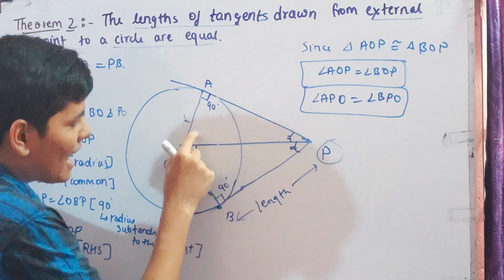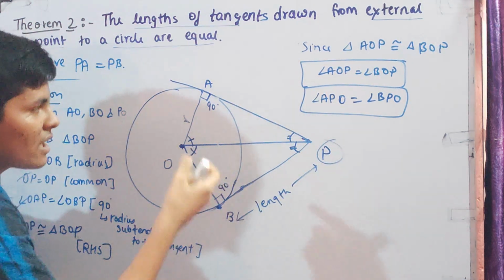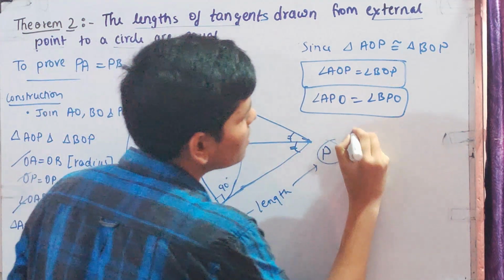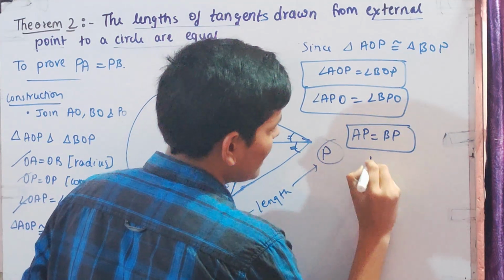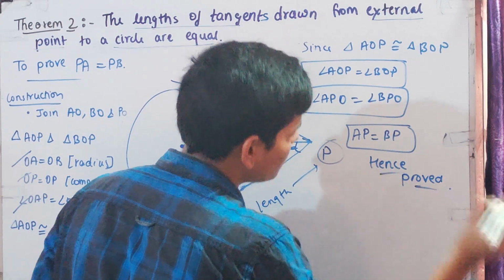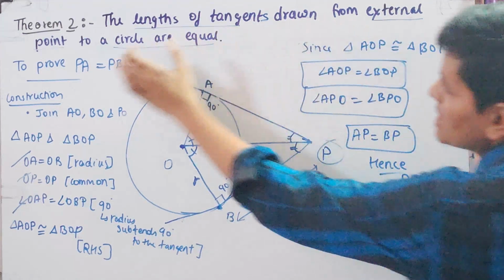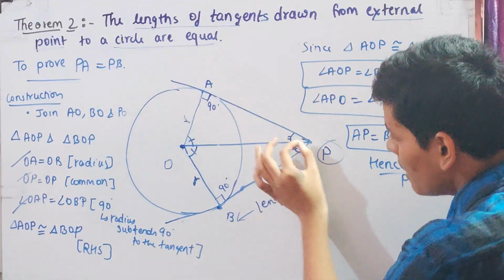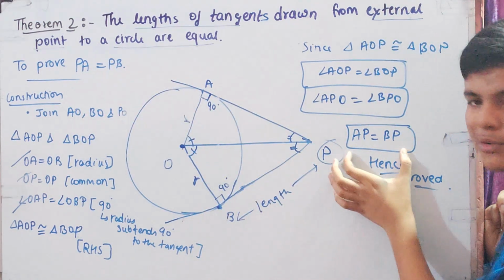We found that this angle and this angle are equal, this angle and this angle are equal. From congruency, we can also say that AP is equal to BP. Hence, proved. So, the lengths of tangents drawn from an external point to a circle are equal. PA and PB are equal. This we had to prove and this we have proved over here.